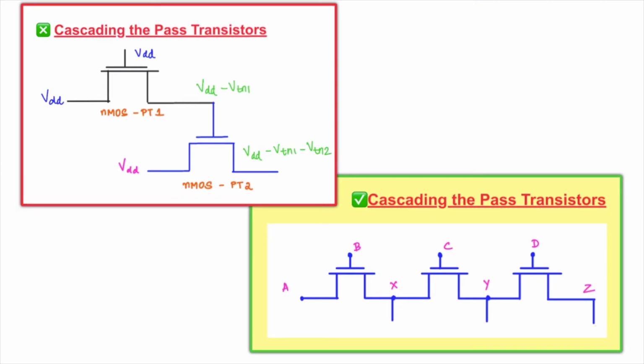So only at this point will we have a voltage drop. If A is VDD and B is supplied with VDD, X will definitely have VDD minus VTN. This threshold voltage drop cannot be recovered in an NMOS pass transistor, whereas in a PMOS pass transistor there will be a threshold voltage drop of mod VTP. That is also discussed in the previous videos, and the first part of the video link is provided in the description box below for your reference. Please refer to that and come back.